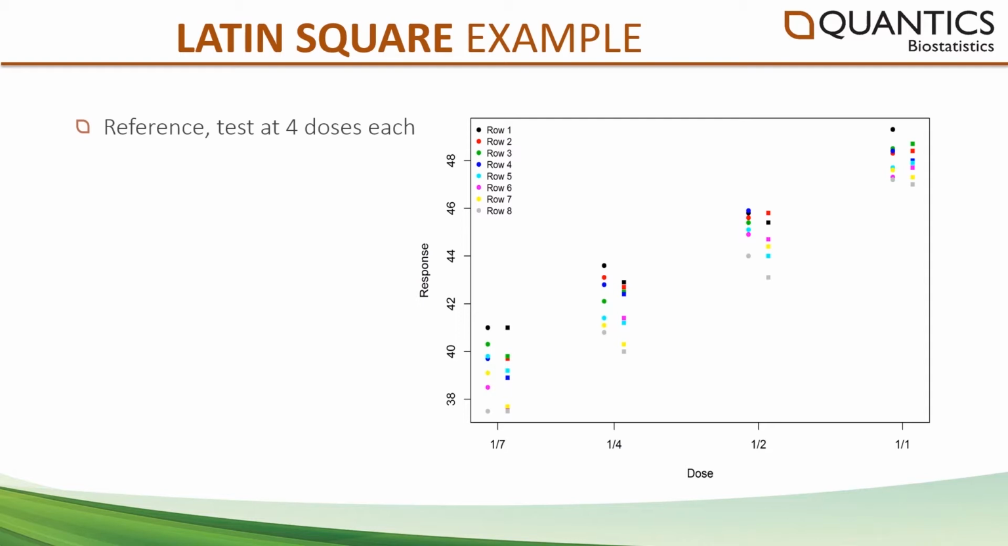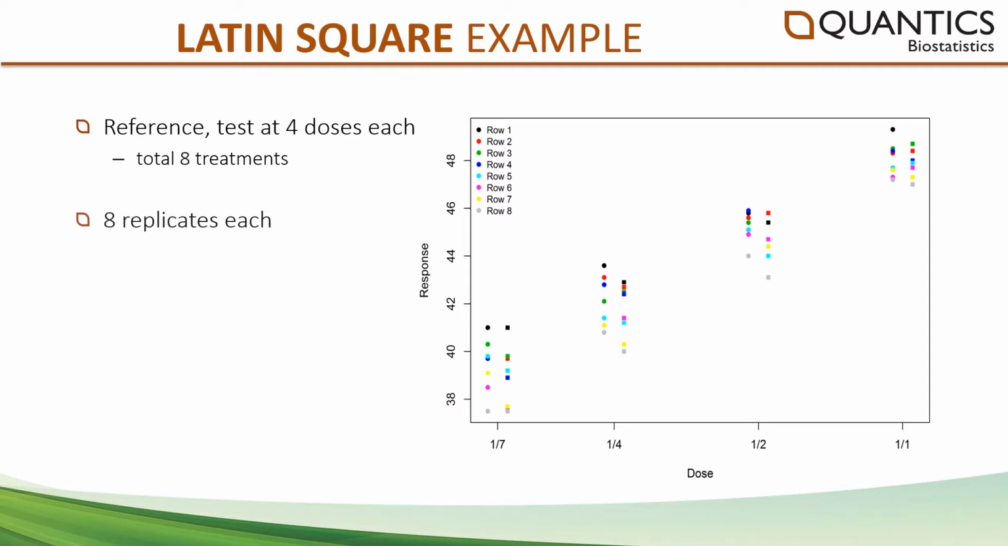So the Latin square will have 8 rows and 8 columns, and each one of those treatments appears once in each row and once in each column. So there are 4 doses. We've slightly offset the reference and the test to show them more clearly apart.